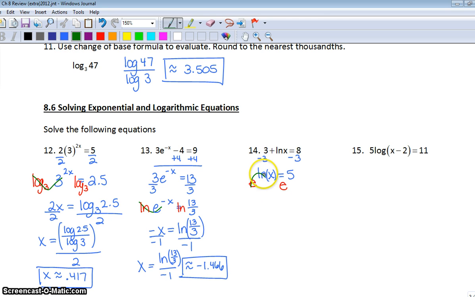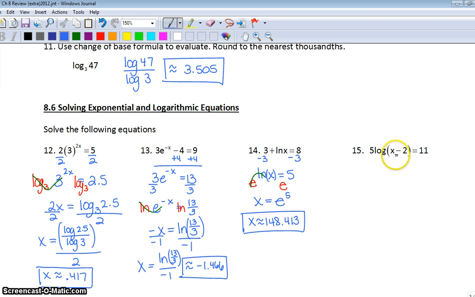E and natural log cancel, so the x drops down. I've got x is equal to e to the 5th power, and e to the 5th power is about 148.413. Make sure you check your answer.